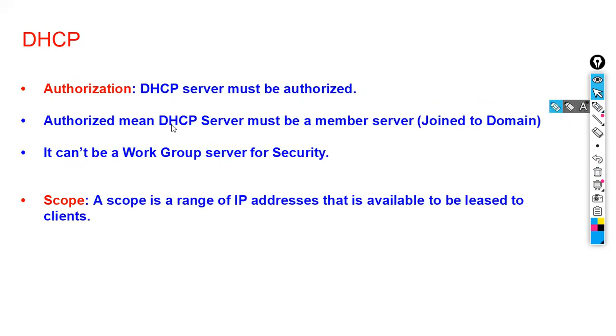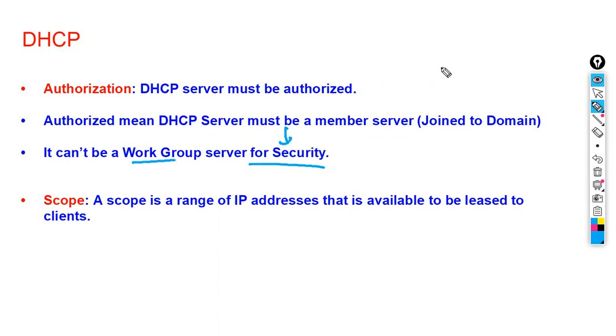And guys, in Microsoft servers, if you are making any server a DHCP server, it must be authorized. Authorized means the DHCP server must be a member server, must be joined to the domain. Okay, it should be a part of the domain. Then only it can become a DHCP server. Otherwise, if you configure the DHCP service and it is not joined to the domain, it can't provide. Windows will prevent this server from providing the IP address. So it should be part of the domain, and it can't be a workgroup server, for security reasons.